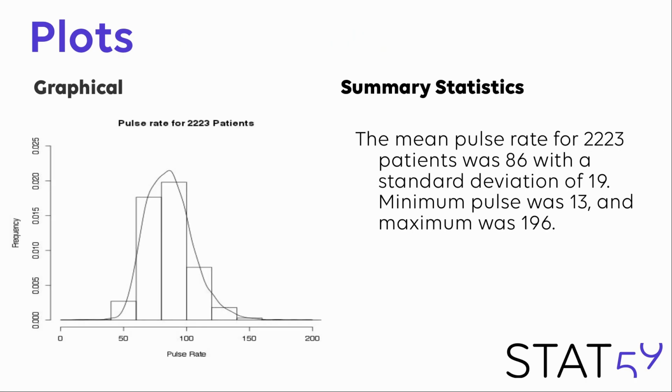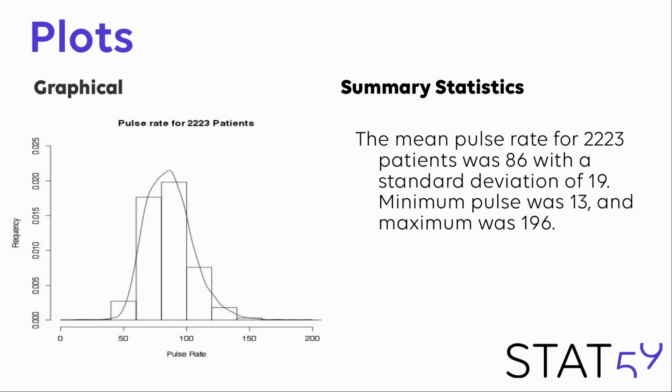One of the major ways we can make this super easy for our readers is simply by using plots. Here, if you look to the right, you see how I would describe this as a summary statistic. The mean pulse rate for the 2,223 patients was 86 with a standard deviation of 19. The minimum pulse was 13 and the maximum was 196. Not always so easy for us to visualize that in our head.